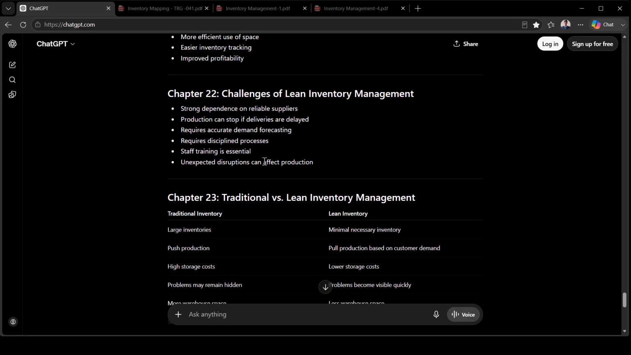Chapter 22, challenges of lean inventory management. Strong dependence on reliable suppliers. Production can stop if deliveries are delayed. It requires accurate demand forecasting and disciplined processes. Staff training is needed initially, and unexpected disruptions can cause problems.